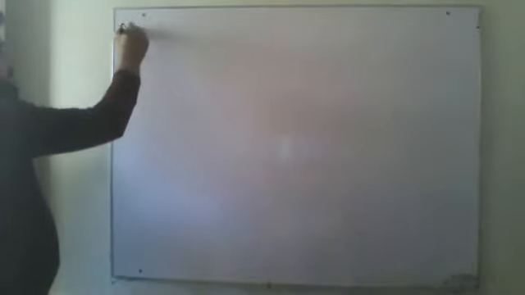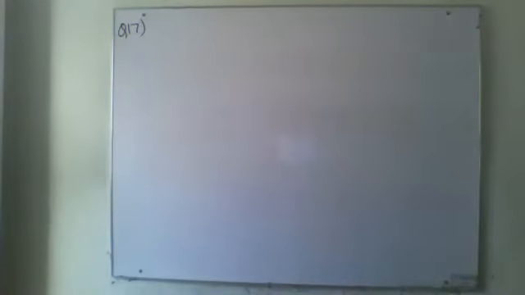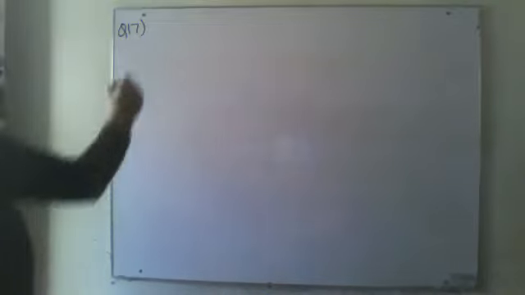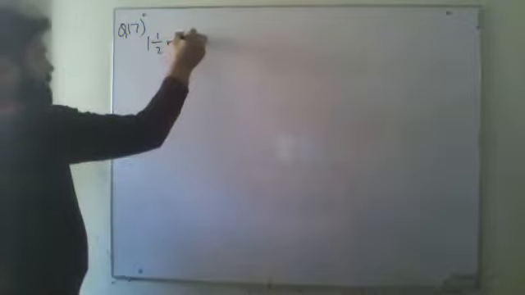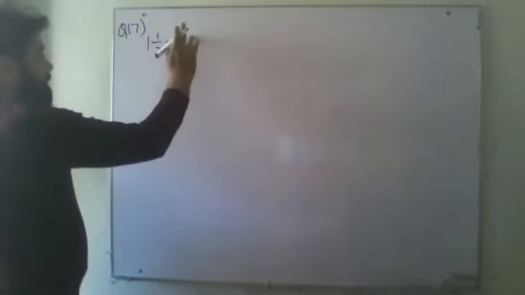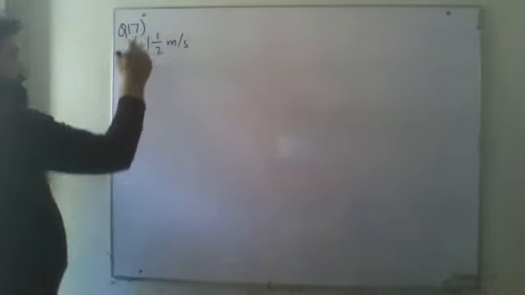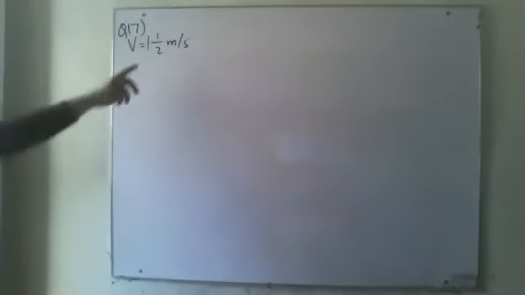Now in question number 17, they are saying a particle traveling in a straight line passes a fixed point with a velocity of 1 1/2 meters per second. A particle is crossing its starting point with this velocity.